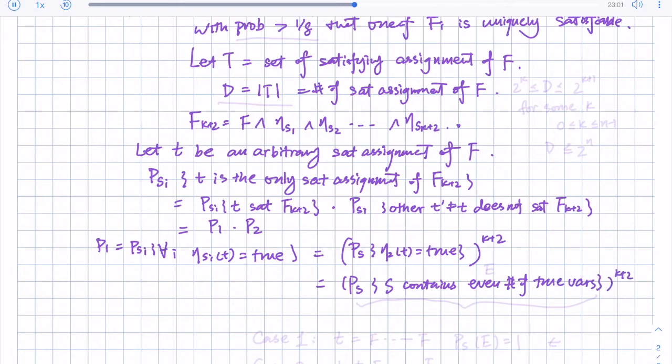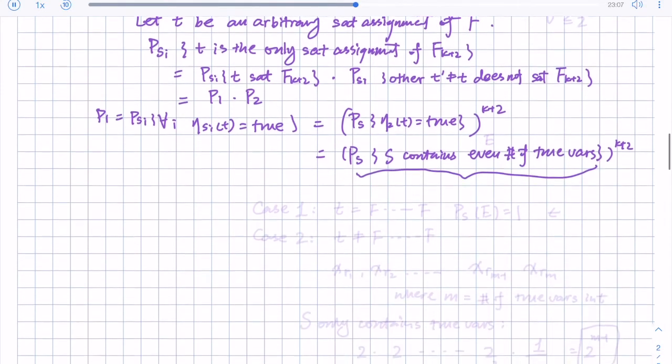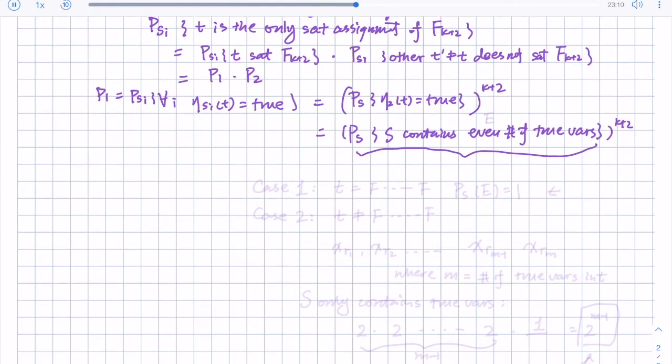But then what is this probability here? So there are two cases that we want to consider. Case 1, we have the T, which is the satisfying assignment for F, assigns all the variables to false.